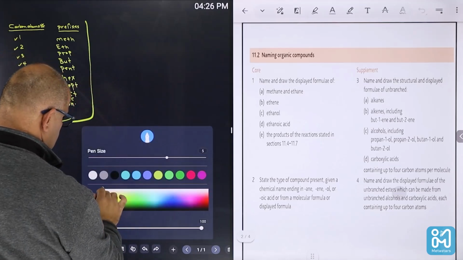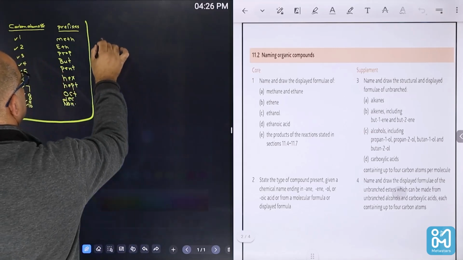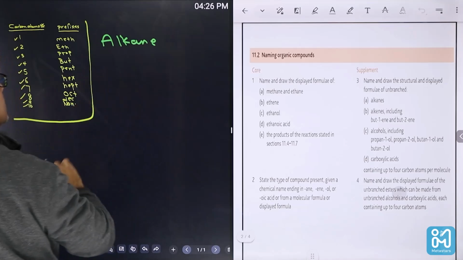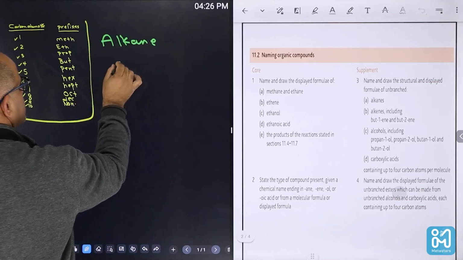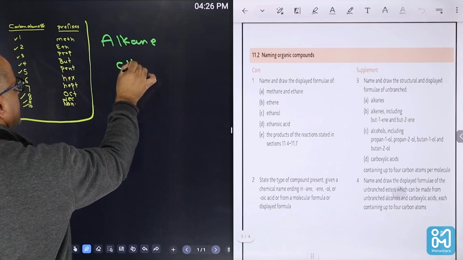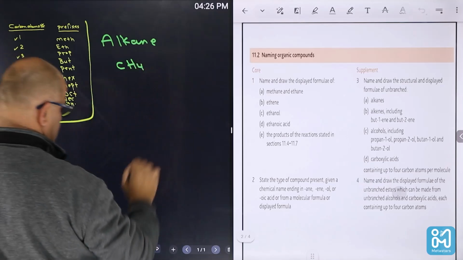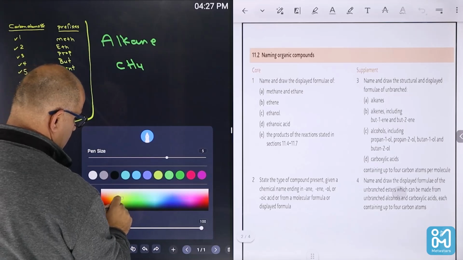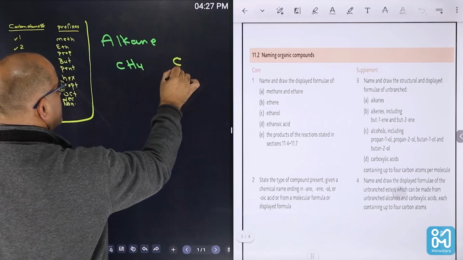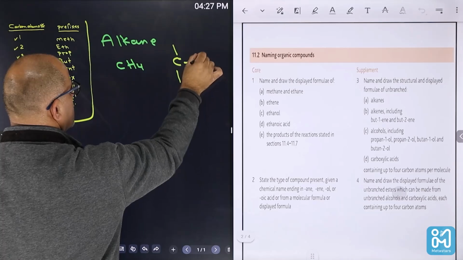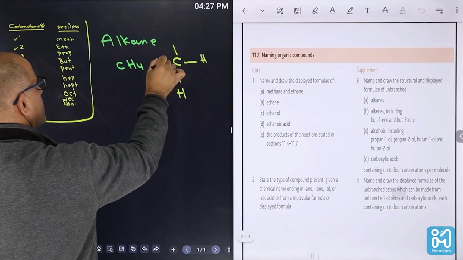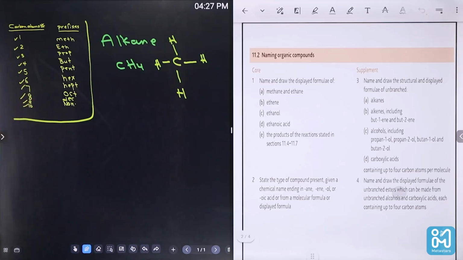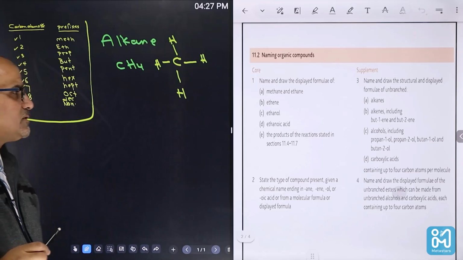The alkanes formula, you know. Let me remind you, the first alkane is CH4. Its displayed formula is known like that: C with 1, 2, 3, and 4 hydrogens attached to one carbon by four covalent bonds.